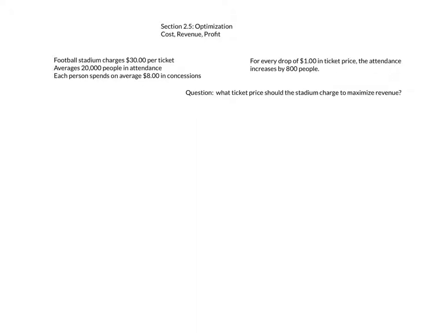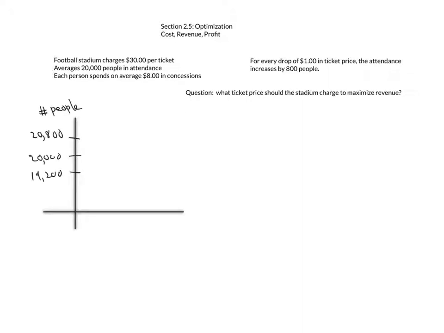Okay, so to make sense of this, it's a good idea to draw a graph or two. So in this graph that I'm drawing now, the vertical axis is the number of people in attendance, and I chose three values: 20,000, which is what the stadium typically charges, and then 20,800 and 19,200. And the horizontal axis is the ticket price, and I've chosen just three values: $30 per ticket, and $29 per ticket, and $31 per ticket. So here's what we know, that when the ticket price is $30, the number of people that are in attendance is 20,000. If you increase the ticket price by $1, the attendance goes down by 800 people. That's why I chose 19,200.